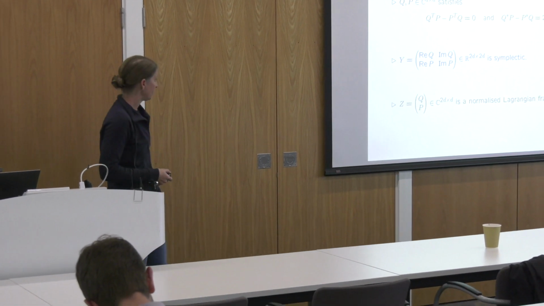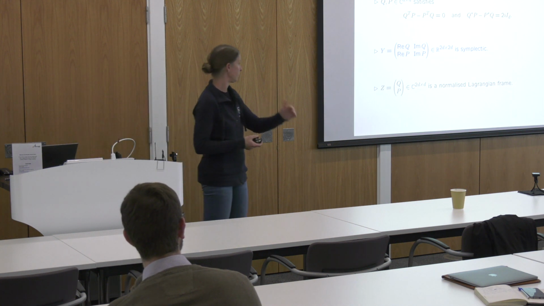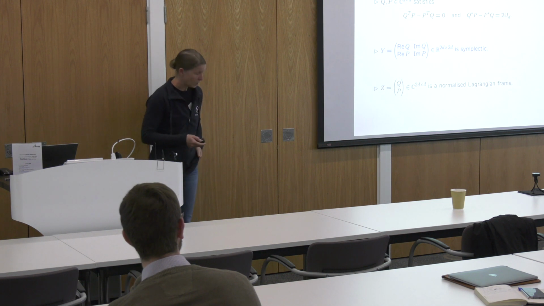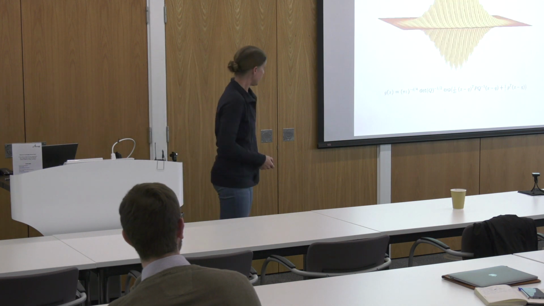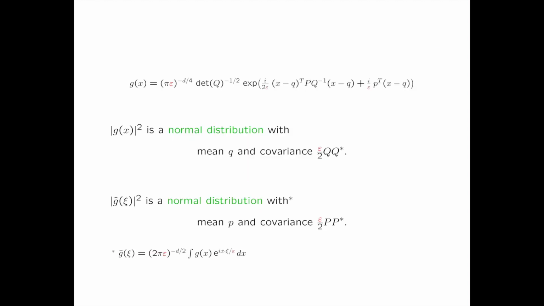Or an alternative way, which is a bit more handy in terms of computation, is you stack those 2 matrices on top of each other, you have a rectangular matrix, and symplecticity translates into being a normalized Lagrangian frame, and then you work in the context of symplectic linear algebra with a tendency towards Kähler geometry. But it's just notation and words. So what these matrices actually describe is the size of the carpet. When we take the modulus squared, we have a normal distribution where the covariance is described exactly by QQ star.